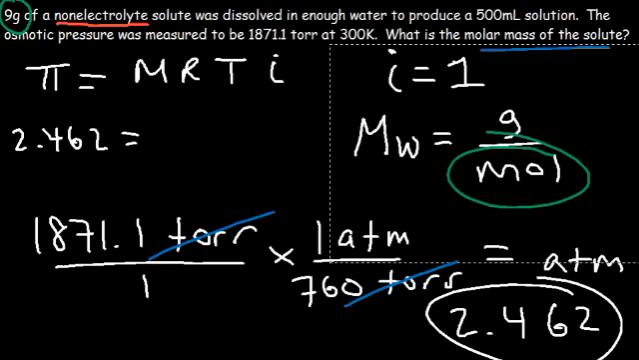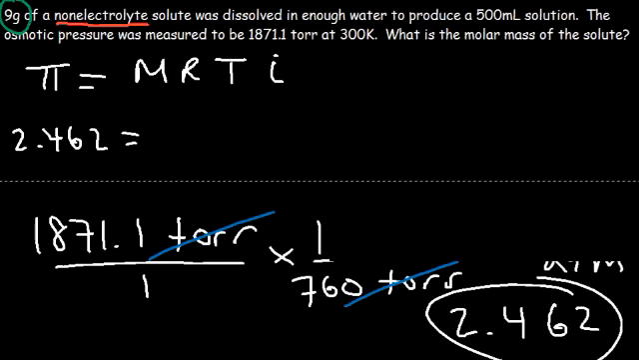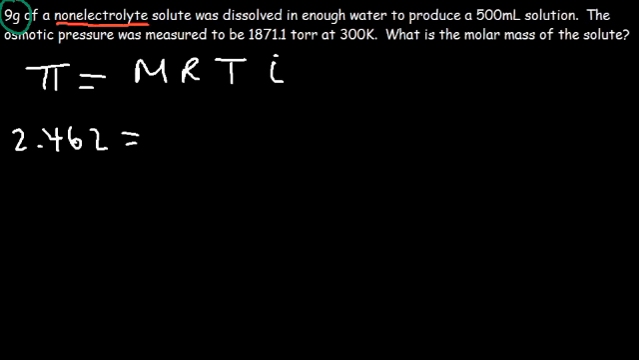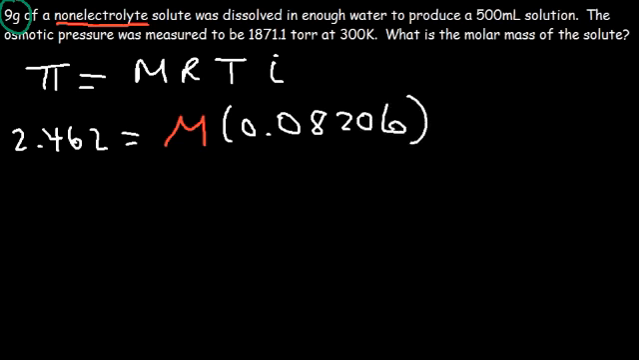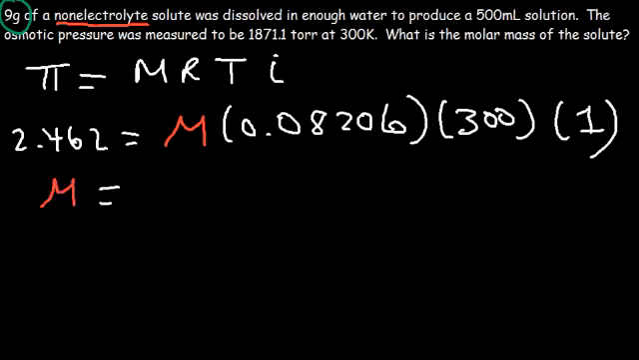Now let's solve for the molarity. Let's replace R with 0.08206, and the Kelvin temperature is 300. The Van't Hoff factor is 1. So let's solve for M. 2.462 divided by 0.08206, that's 30, and then divided by 300, you get 0.1. So the molarity of the solution is 0.1, which is really 0.1 moles per liter.